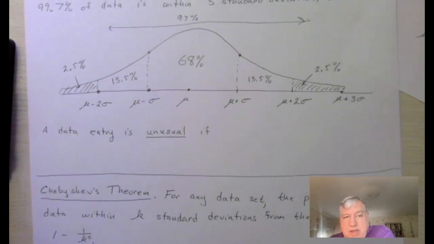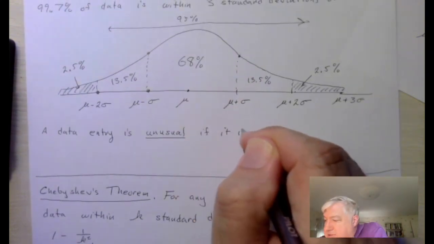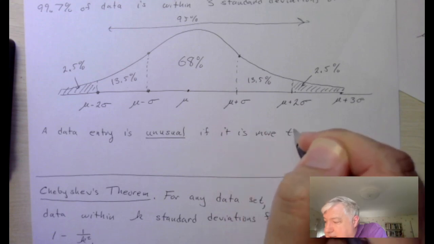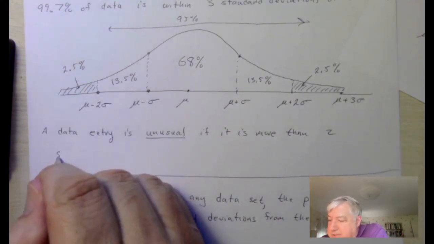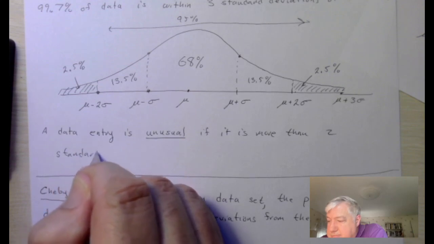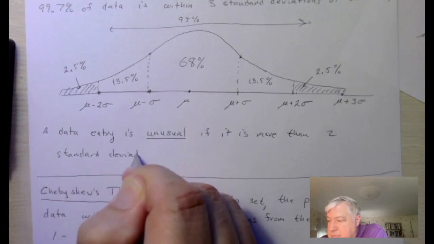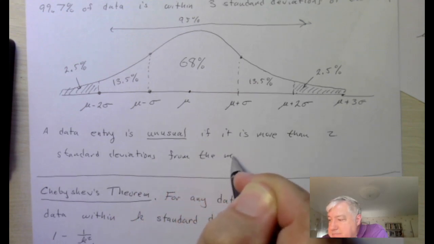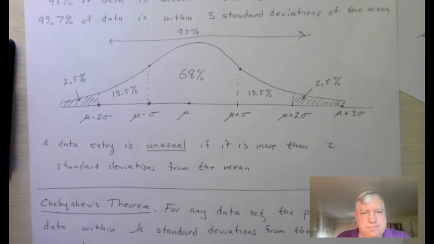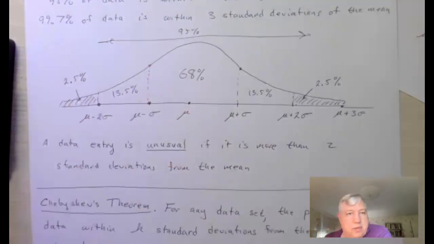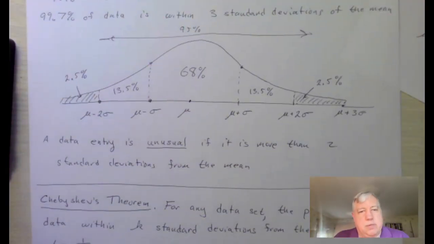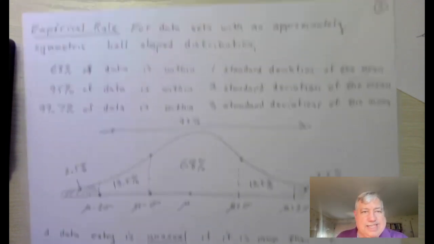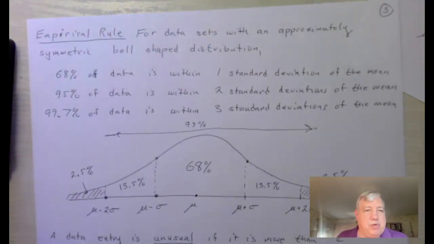So we say a data entry is unusual if it is more than 2 standard deviations from the mean. Keep that in mind. So that's the empirical rule. It's also called the 68, 95, 99.7 rule.